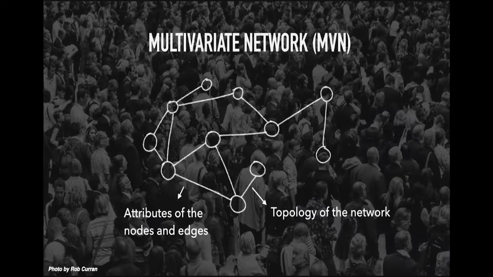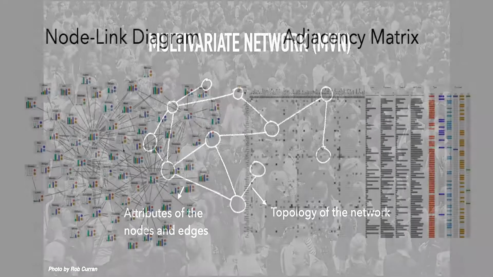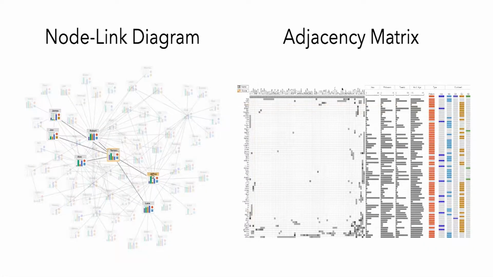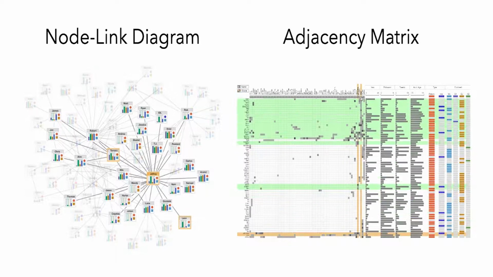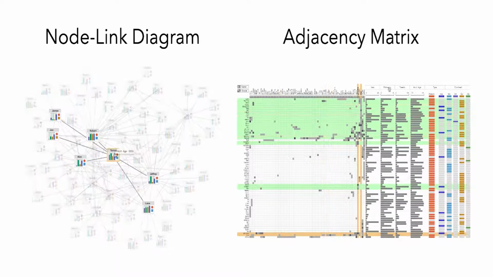We can define a multivariate network as one where we have information about the structure of the network or its topology, as well as attributes of the nodes and edges. Our study compares the two most common forms of visualizing multivariate networks, the node link diagram and the adjacency matrix, whose interactive design you can see here.